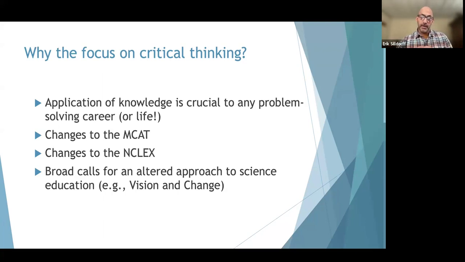And then finally, there have been really broad calls for an altered approach to science education in general. Vision and Change was an initiative started in 2007, I believe, through NIH, partnering with HHMI and even NSF, I think, wherein a whole bunch of biologists got together and decided, well, what's important? And they came up with a series of core concepts and then competencies, which I like to just call skills, that are essential to effective education in a biological curriculum.